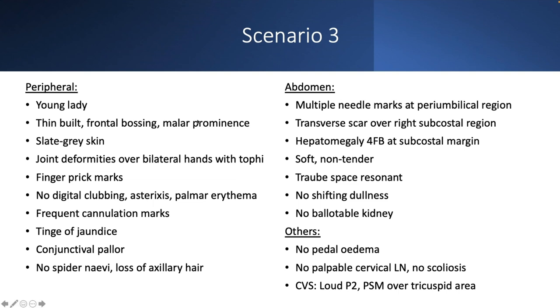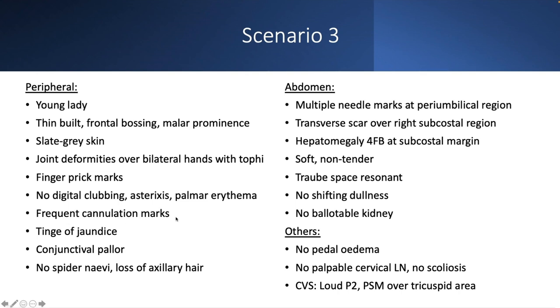Anyway, there's also joint deformity. There are also some finger prick marks, no clubbing, no leukonychia, no palmar erythema. Basically, these three tell you there are no stigmata of chronic liver disease. So when you examine the patient and you're checking the patient's hands, you're not just asking the patient to put up, put down like that. You're actually looking for all this, and trying to present it in a way that summarizes things better. And then you also notice there are frequent cannulation marks.